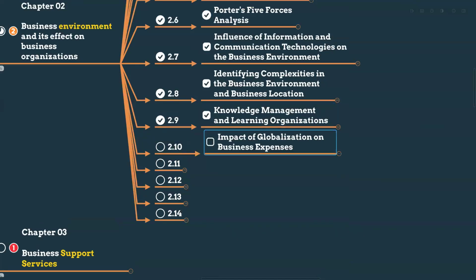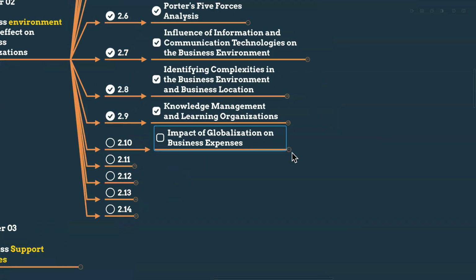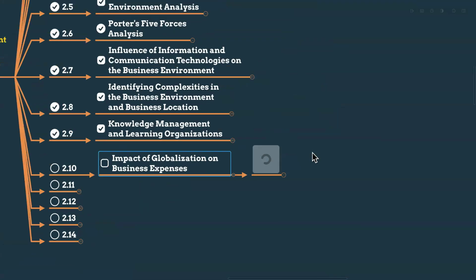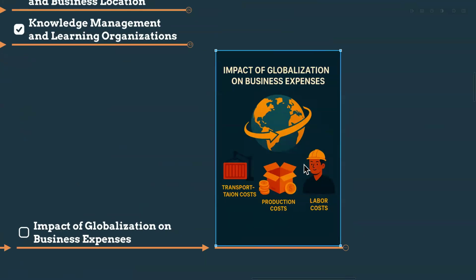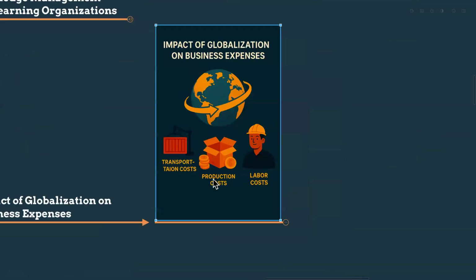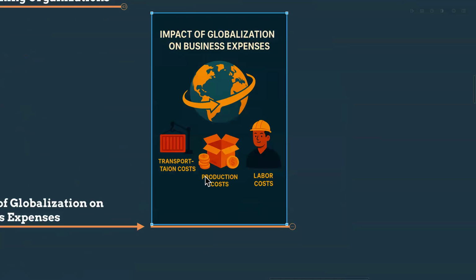And let's talk about 2.10, the impact of globalization on business expenses. What is the impact of globalization on business expenses? It means, my dears, how worldwide connections affect what businesses spend and earn. That is the impact of globalization on business expenses, right? My dears, the world is becoming one big connected market now, right? Like in this picture. So globalization means countries.